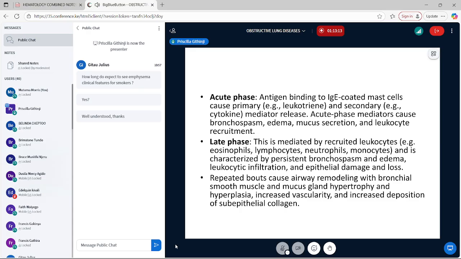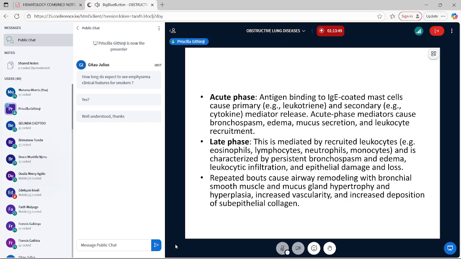which will lead to bronchospasms, and this will lead to edema. They will also lead to increased mucus secretion and leukocyte recruitment. In your late phase, this will be mediated by your recruited leukocytes from the acute phase. Also your eosinophils, your neutrophils, and your monocytes. And your late phase is characterized by persistent bronchospasms and edema. And you also have leukocytic infiltration and epithelial damage and loss.